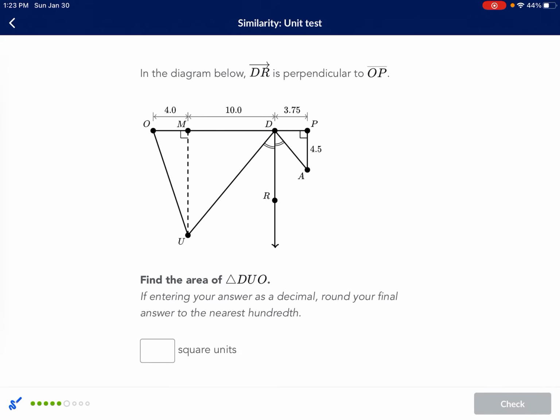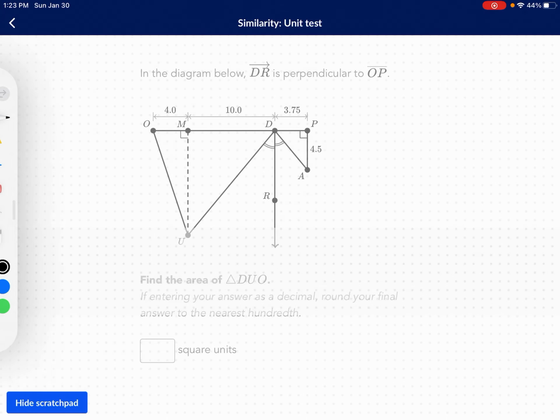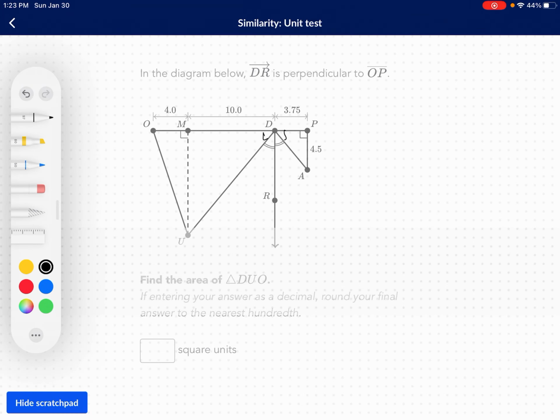In the diagram below, DR is perpendicular to OP. So you can say this is congruent to this because complements of congruent angles are congruent. So we need to find the area of DUO, so we need to find this. Now we can use the geometric mean, but I'll use the standard way of doing this. We can say which two triangles are similar here.